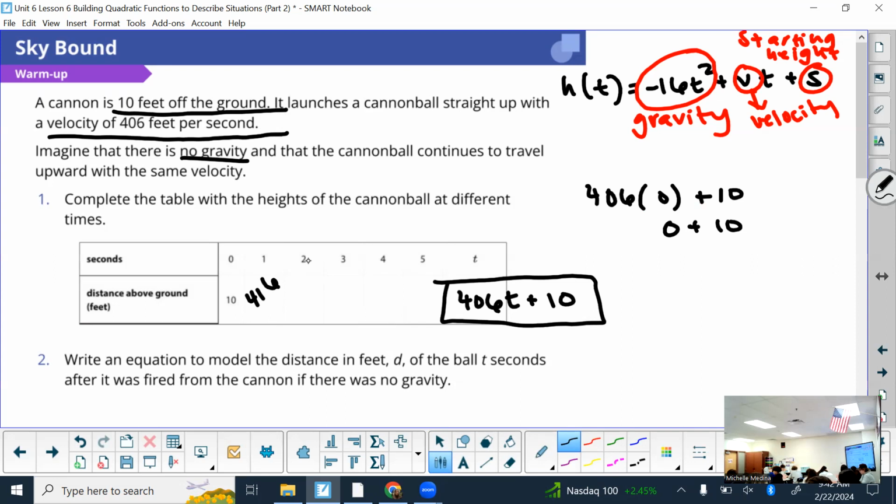Table 8, what about when t is 2? What's my output? 812. Anyone disagree with that? Cohen? 822, because you have to add the 10, remember? All right, table 9. When t is 3, what's my output?